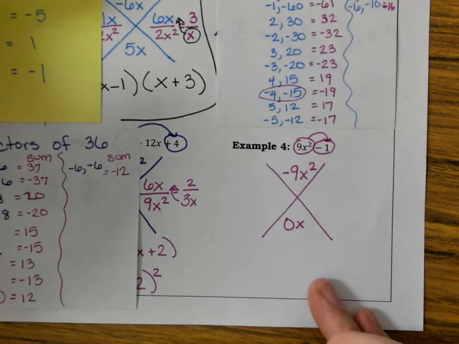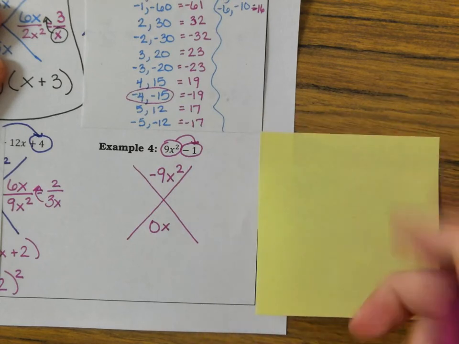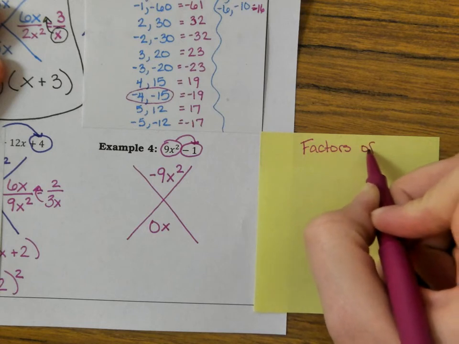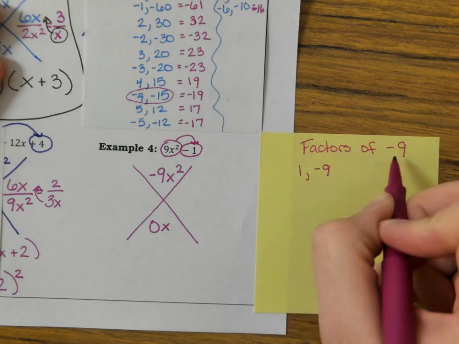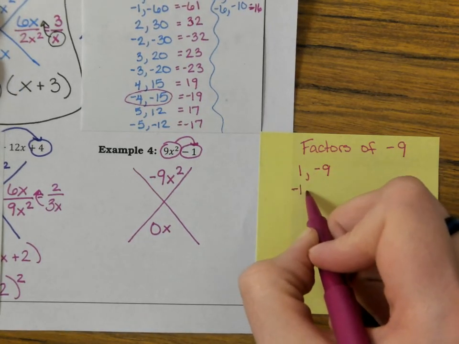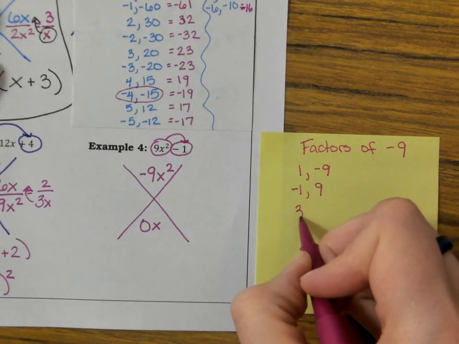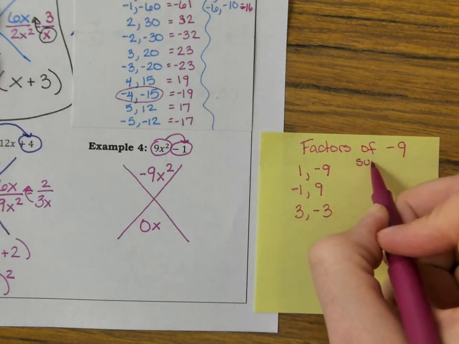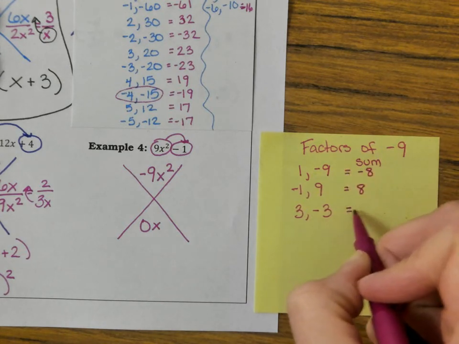Okay, last post-it here. I'm trying to find factors of negative 9. So I have 1 and negative 9. So remember, when you have a negative number, your factors are a positive and a negative, or a negative and a positive. Negative 1, positive 9. The only other factor is 3 and negative 3. And if I flip that around, it's the same thing. So now let's find the sum. This gives me negative 8, positive 8, and 0.